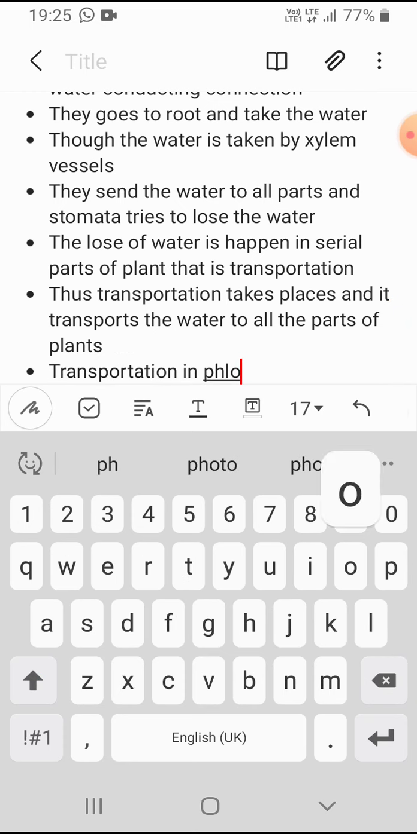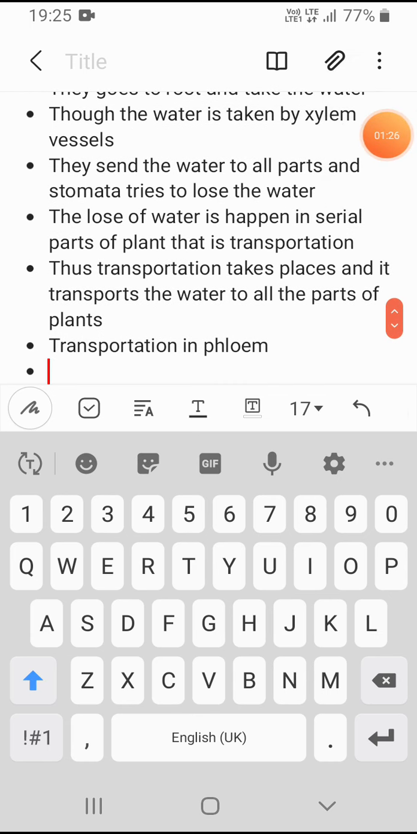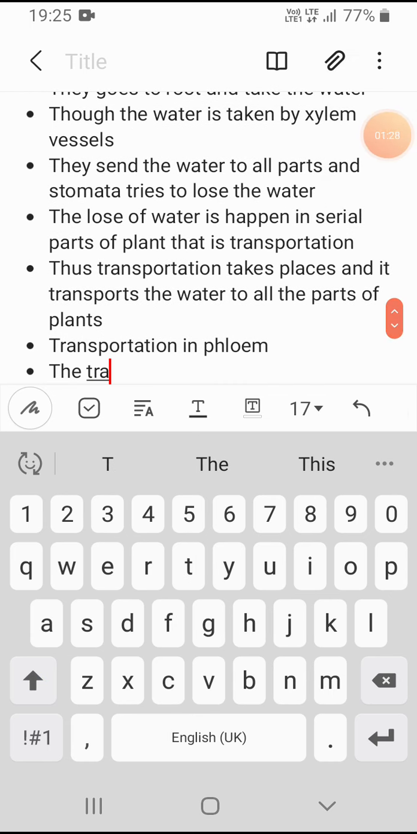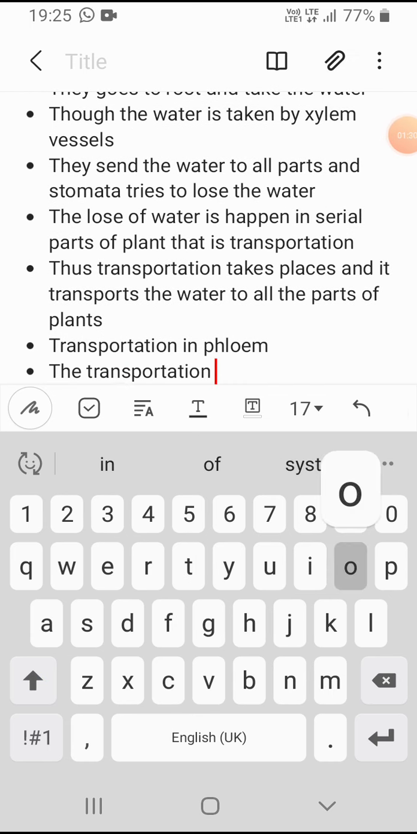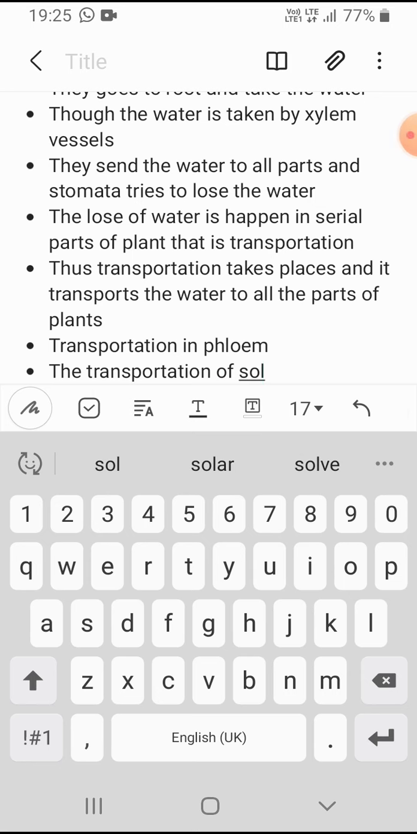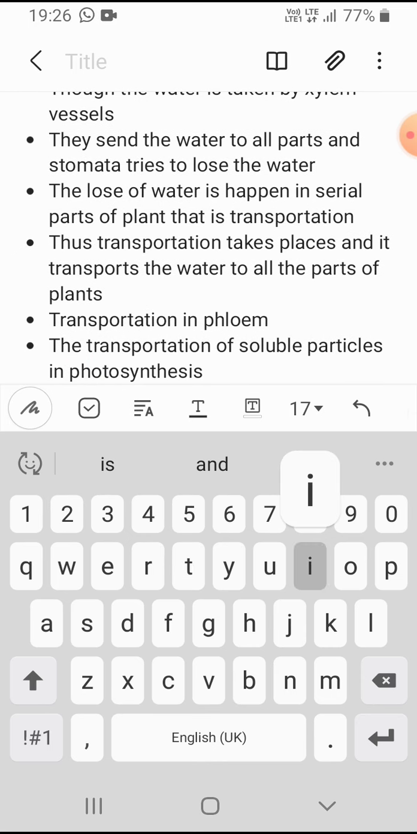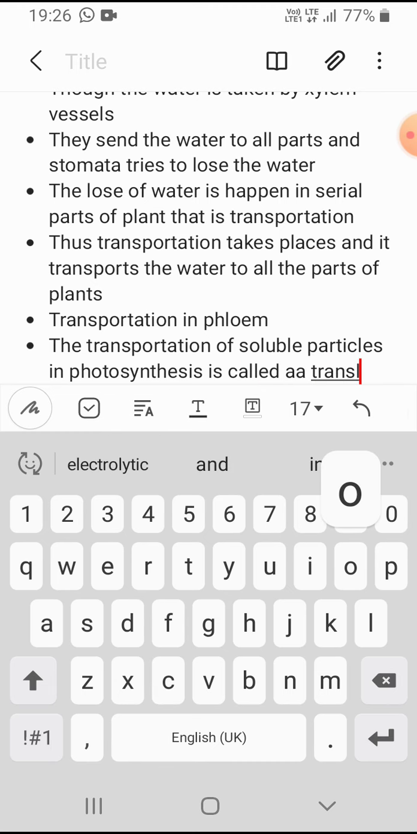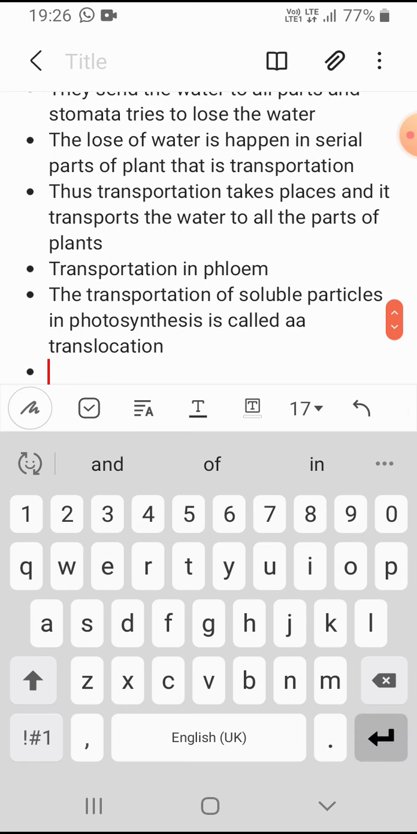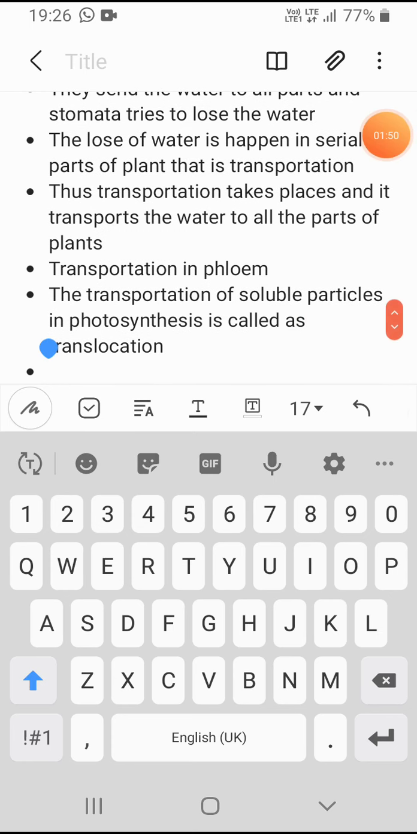phloem. Now I explained about xylem. The transportation of soluble particles. In photosynthesis, the transportation of soluble particles is called translocation. What is translocation? It means the transportation of soluble particles in photosynthesis is called translocation.